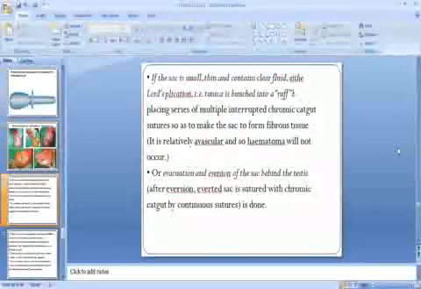If the sac is small, thin, and contains clear fluid, either Lord's plication is done, that is the tunica is plicated into a rosette by placing a series of multiple interrupted chromic catgut sutures so as to make the sac form a ruffle. It is relatively avascular and so hematoma will not occur. Or evacuation and eversion of the sac behind the testes is done. After eversion, the sac is sutured with chromic catgut by continuous suture.